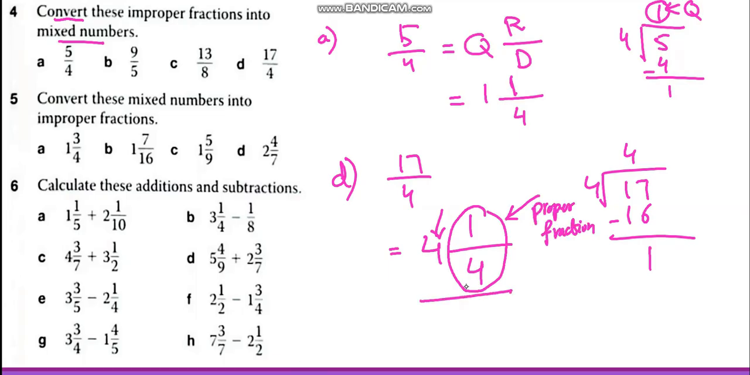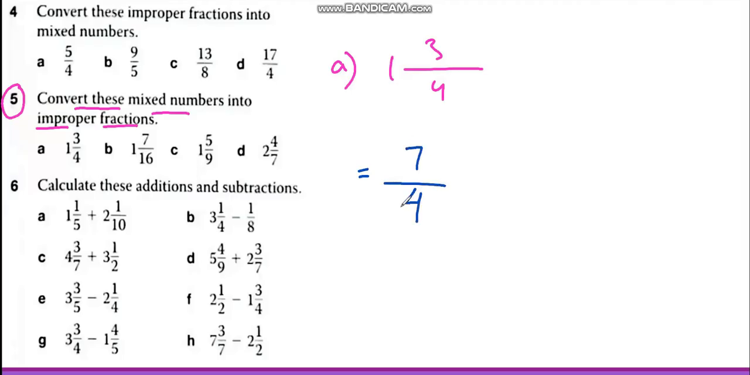Now let's do question number 5. In question number 5, they want us to convert the mixed numbers back into improper fractions. So let's do A part. It's 1 and 3/4. There is a very simple rule. To convert a mixed number into an improper fraction, we multiply the denominator with the whole number and add the answer to the numerator. So here, 4 times 1 is 4, plus 3 is 7. So the answer will be 7/4.